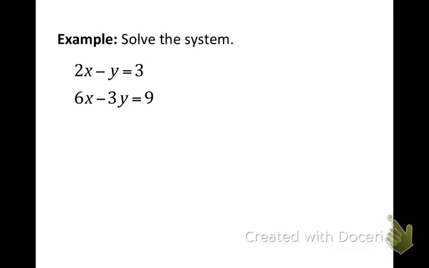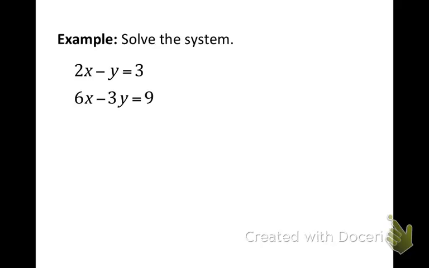So now let's do a special system. 2x minus y equals 3. 6x minus 3y equals 9. Does anything eliminate right away? Nope. What do you want to eliminate? I'm going to eliminate some x's. Okay, so let's get rid of the x's.